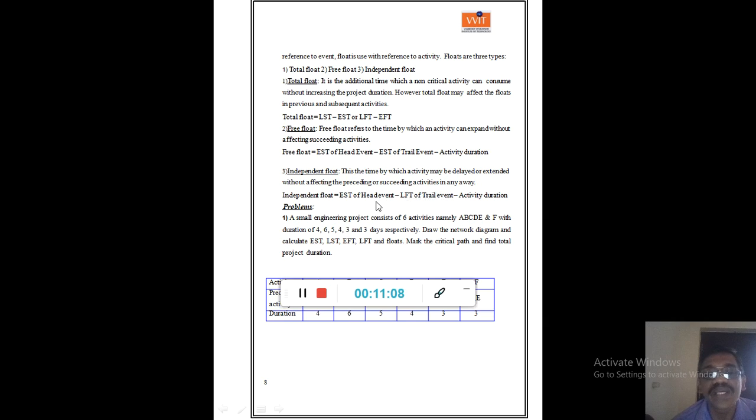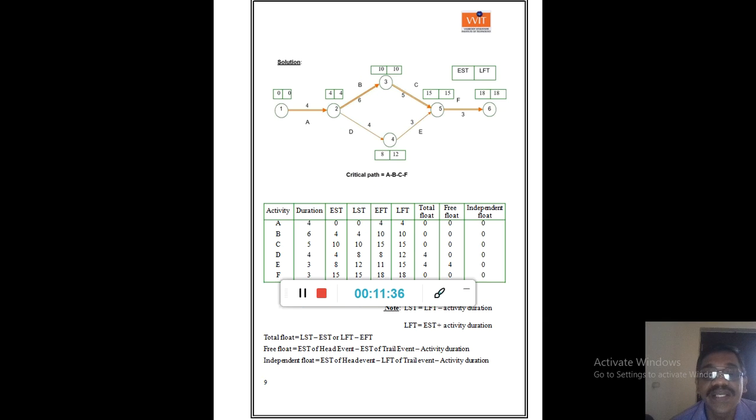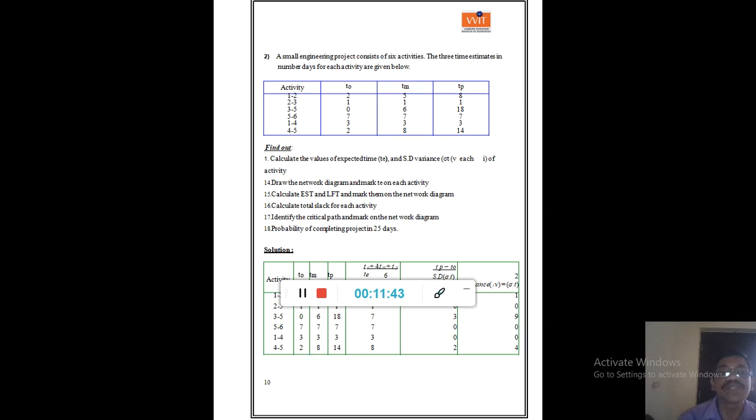Why am I showing you again? So that you have to learn these formulas by heart. The formula for free float you must know, because free float refers to the time by which an activity can expand without affecting succeeding activities. Independent float is the time by which an activity may be delayed or extended without affecting the preceding or succeeding activities in any way. Independent float, that is EST of the head event minus LFT of the tail event. If you look at that, then you can get the independent float is 0 for all the events. So this problem has been completed.